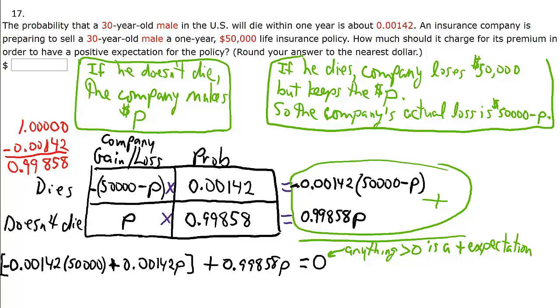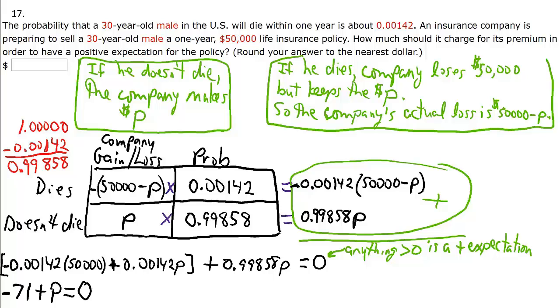And if I want the expectation to be positive, 0 is where a number changes from positive to negative. So I want to set it equal to 0, and I know that anything more than that will be a positive expectation. So if I set it equal to 0 and solve, it turns out that if I take negative 0.00142 and multiply by 50,000, I get negative 71. And if I take 0.00142P and add 0.99858P, I get just P.